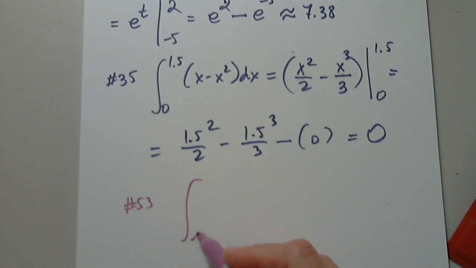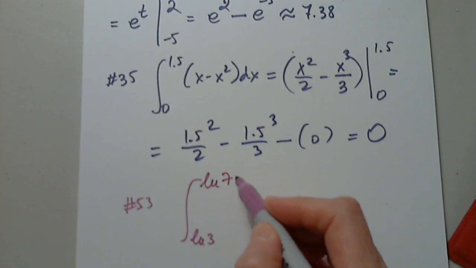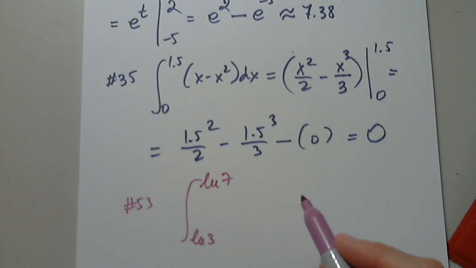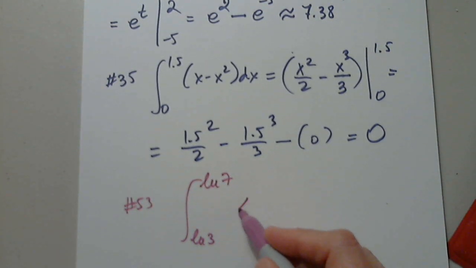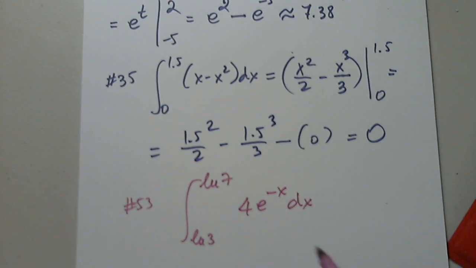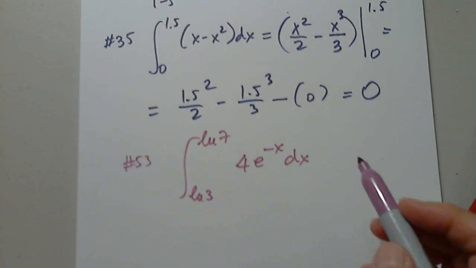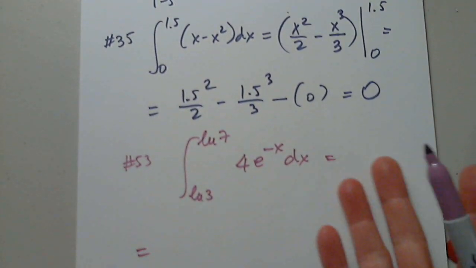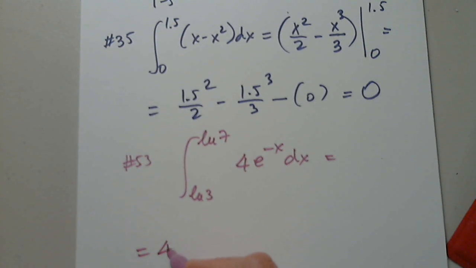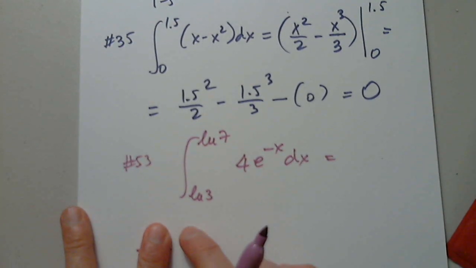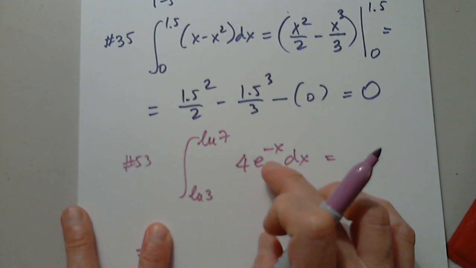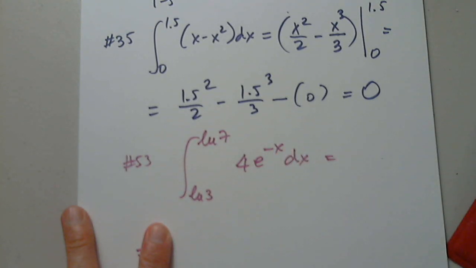Okay, very good. The lower limit is natural log 3, which is a number. That's fine. The upper limit is natural log 7, another number. No problem. 4e to negative x dx. Perfect. Very good pick. So all I need to do is find the antiderivative. So 4 is 4. Now the question is, which function prime is e to negative x?